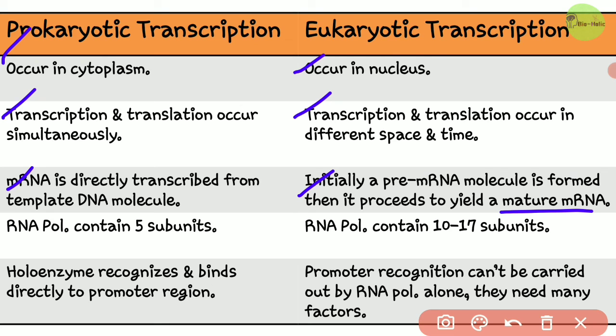Now, in prokaryotic transcription, RNA polymerase contains only 5 subunits, but in eukaryotic transcription, RNA polymerases contain 10 to 17 subunits. The prokaryotic holoenzyme recognizes and binds directly to the promoter region, and in eukaryotic transcription, promoter recognition can't be carried out by RNA polymerase alone. They need many factors which are called general factors. Okay?